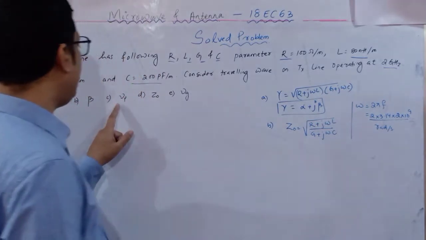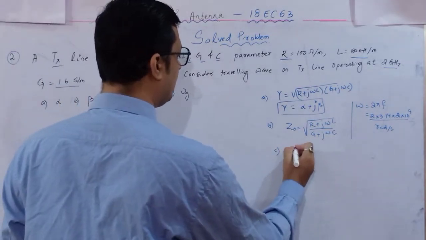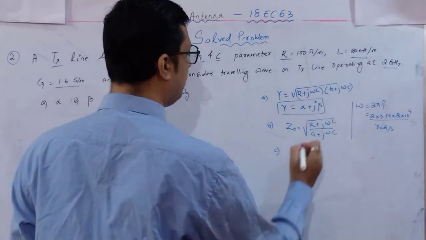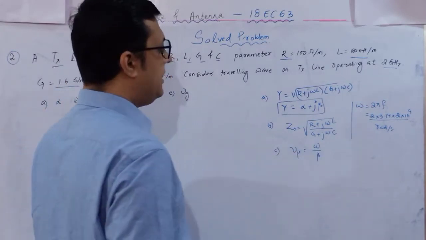Okay. And what about phase velocity? Once all these things are known, phase velocity is omega by beta. Simple, small relation. Now what is the beta term?